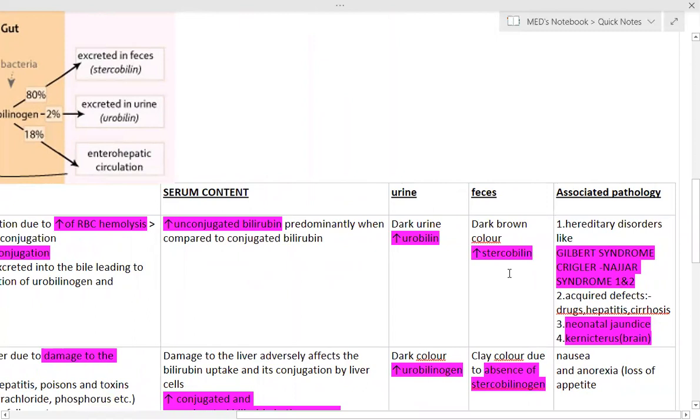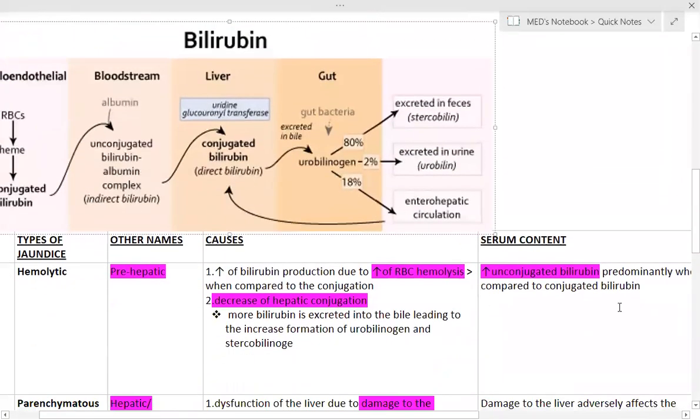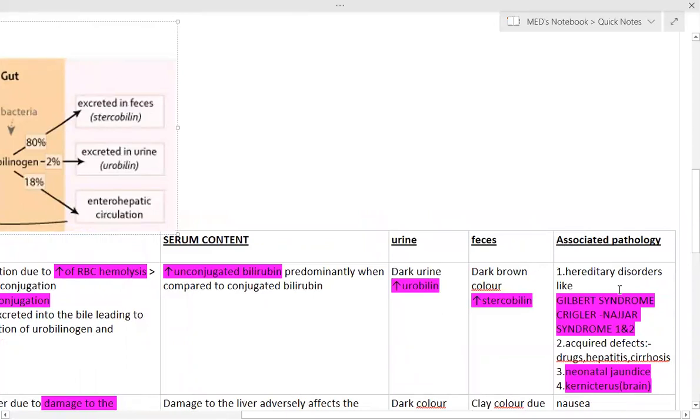Now, the other associated acquired defects include certain drugs, hepatitis, and liver cirrhosis, which are also connected to this pathology. Then we have neonatal jaundice, as I already mentioned. In neonatal jaundice, the unconjugated bilirubin is increased, so it can go to the brain or pass to the maternal circulation. If it is increased in the newborn, it is called neonatal jaundice. And as I said, in the brain, it can cause kernicterus.